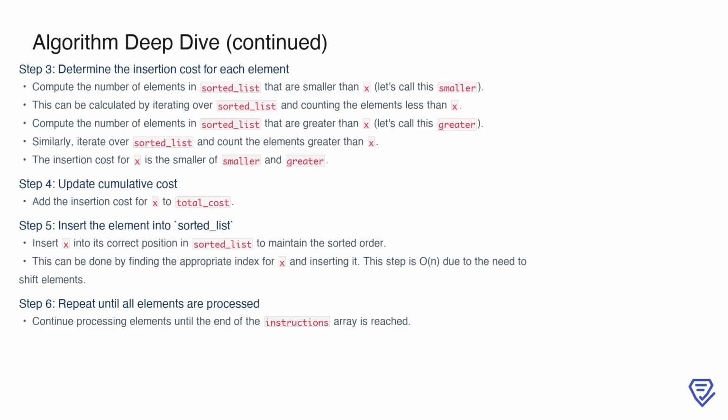After calculating the cost, the current element is inserted into its appropriate position in the sorted_list to maintain the sorted order. However, this insertion step is computationally expensive, with a time complexity of O(n), due to the need to shift elements.